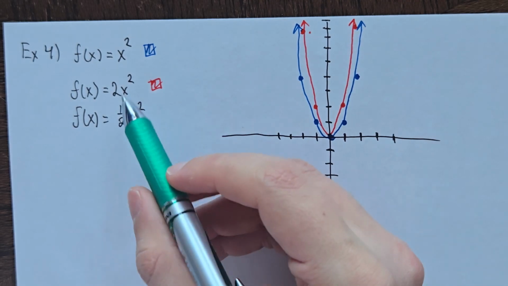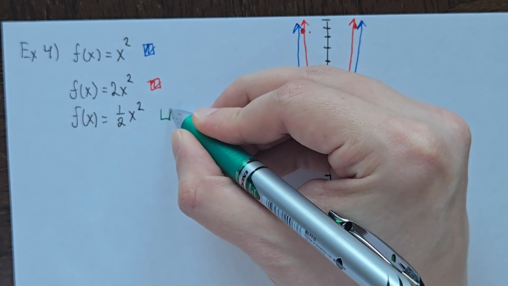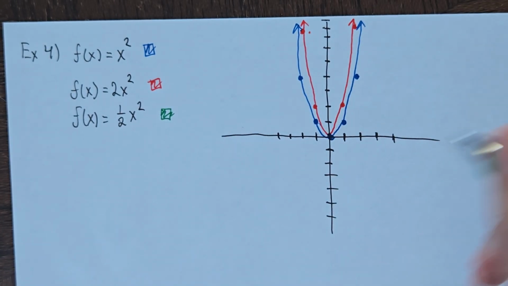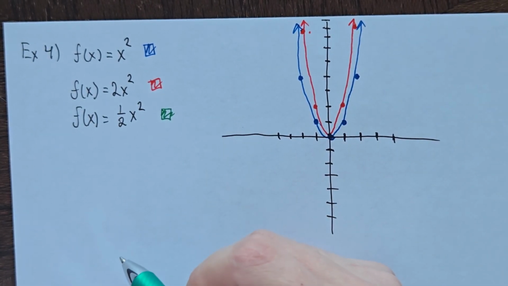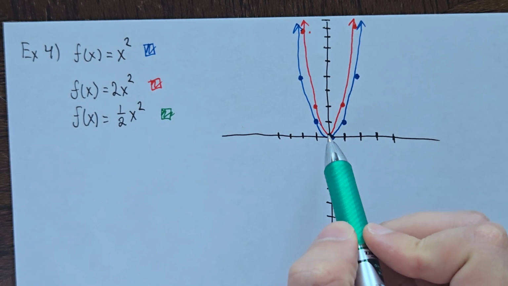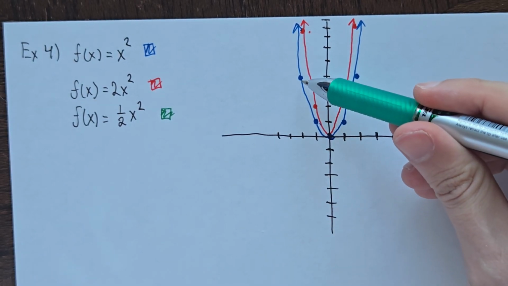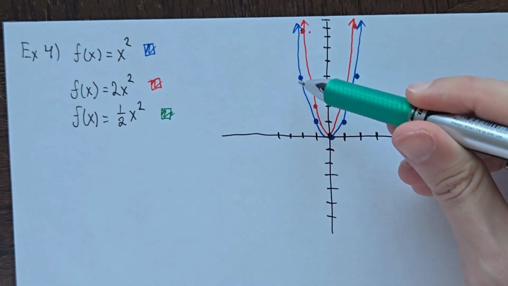Now that's what happens whenever we multiply by a number that's larger than 1. Let's look at what happens whenever we multiply by a number that's less than 1. 1/2, for instance. Well, we're going to do the same idea that we did before. 0 squared is 0, but this time times 1/2 would still be at 0, so I still have that point on the graph.